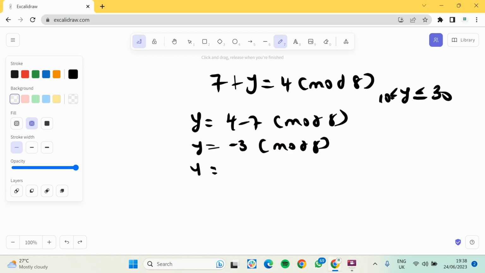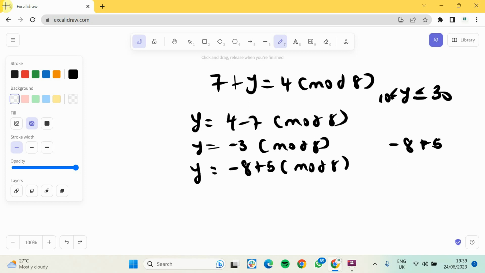I said if we are dealing with mod 8, whatever I'm doing must be in mod 8. So if I say minus 8 plus 5, would that give me minus 3? Yes, it will give minus 3. So I'll replace minus 3 with minus 8 plus 5. If any of this is strange, I would advise that you actually watch that video. So minus 8 plus 5 mod 8.